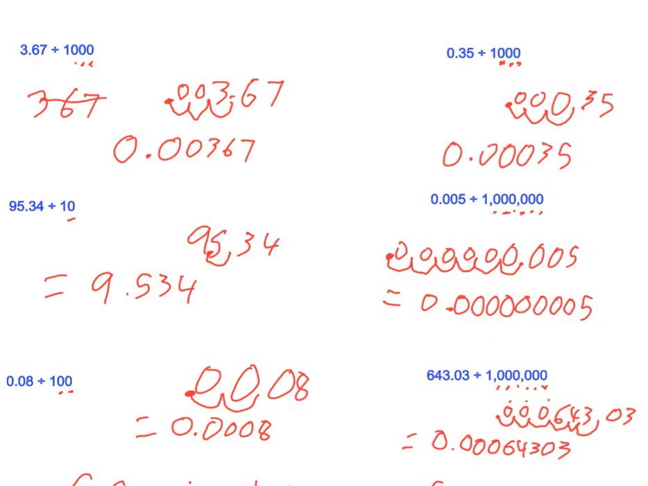So that's how you divide by numbers of the order of magnitude of 10. Just always make sure we move the decimal place to the left.